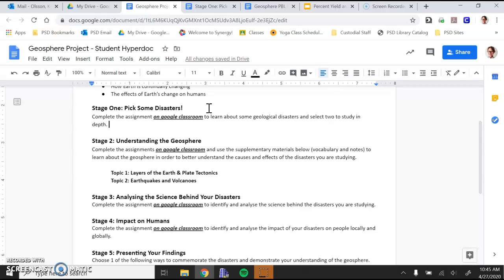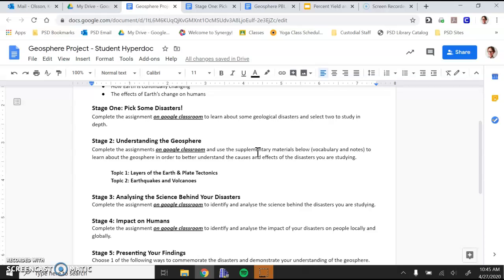The second stage is to learn about the geosphere itself. So I'm going to provide a couple assignments for you on Google Classroom. I'm going to provide some vocabulary via Quizlet. I'm going to give you some notes. Those are going to help you learn about the layers of the Earth and plate tectonics, and about how plate tectonics causes earthquakes and volcanoes.